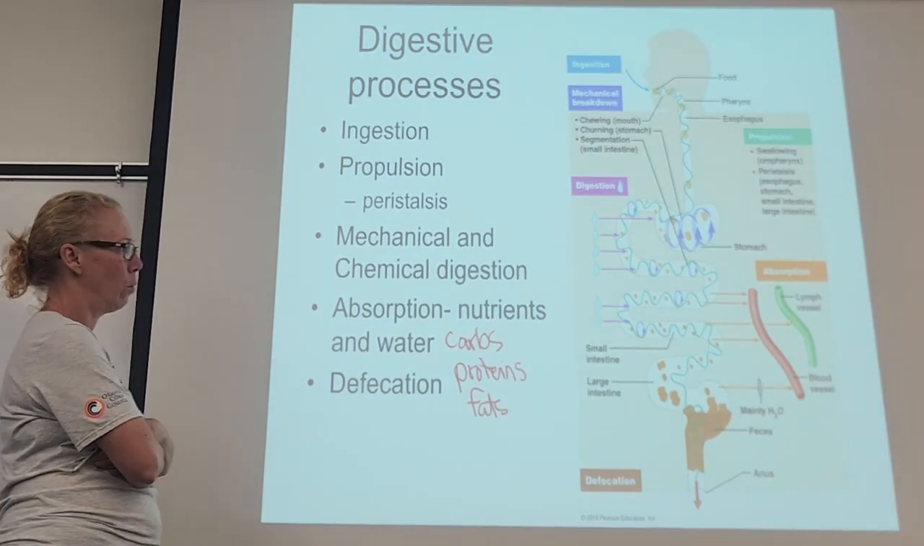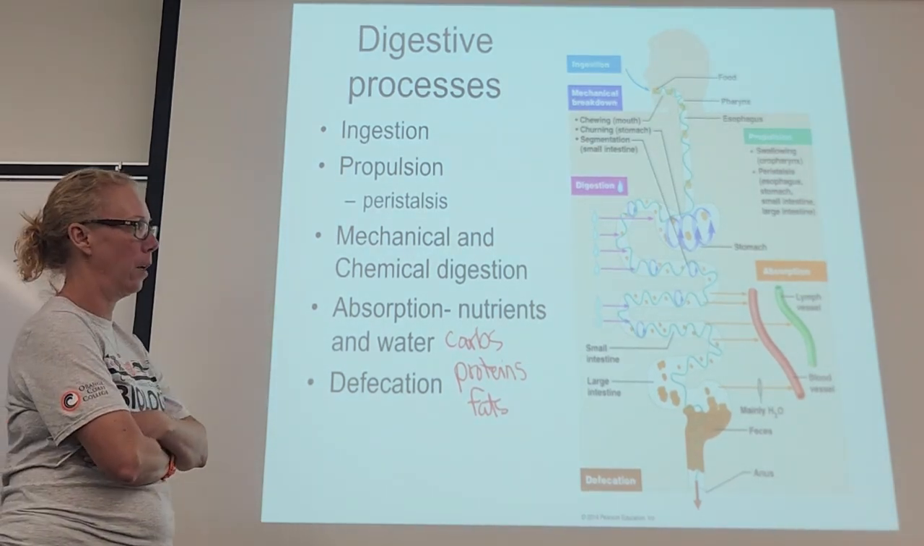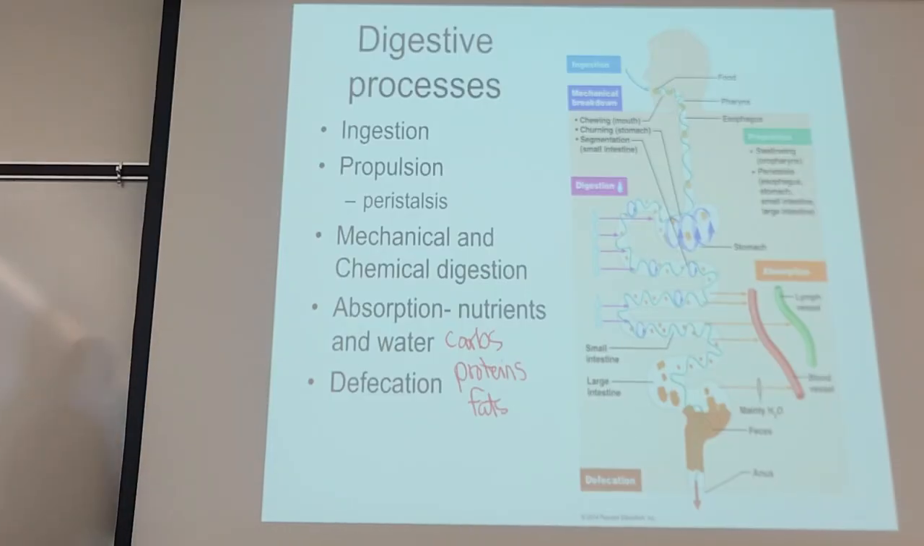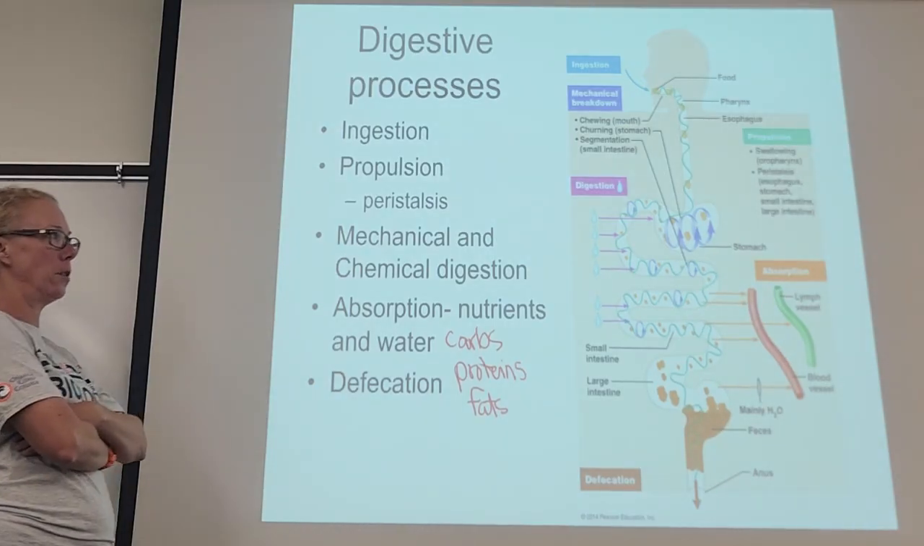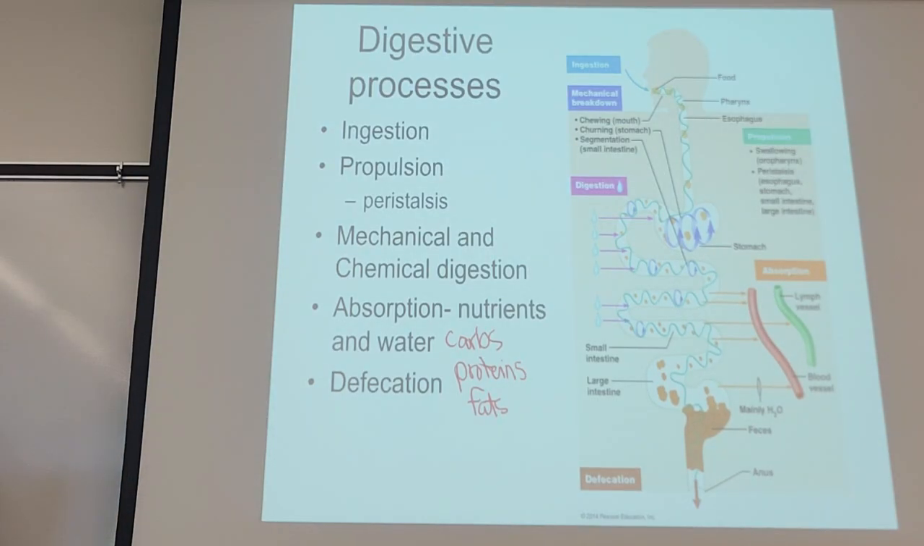Okay, and then of course we need to eliminate waste, and eliminating waste is through defecation. Okay. And waste is typically leftover ions, water, and substances that your body chooses not to absorb. Your digestive system chooses not to absorb it, okay? There are things that we ingest like fiber that you just don't digest. It just goes straight through the tube, okay?